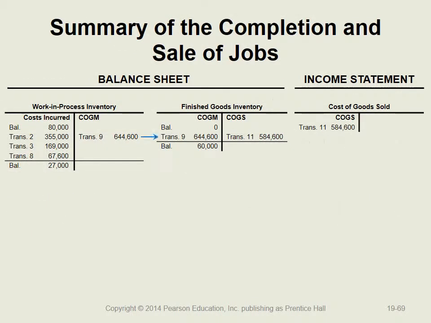To summarize the flow of costs through the accounts when jobs are completed and sold, we look at the work in process accounts, which are assets on the balance sheet, and cost of goods sold, which is an expense on the income statement. As jobs are completed, their costs are transferred from work in process inventory to finished goods inventory. The $27,000 ending balance in the work in process inventory account represents the cost of jobs started but not finished at the end of the period. The cost of all jobs sold is transferred from finished goods inventory to cost of goods sold. The $60,000 ending balance in finished goods inventory represents the cost of all jobs that are completed but not sold.